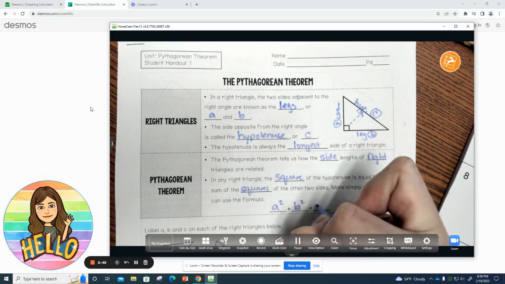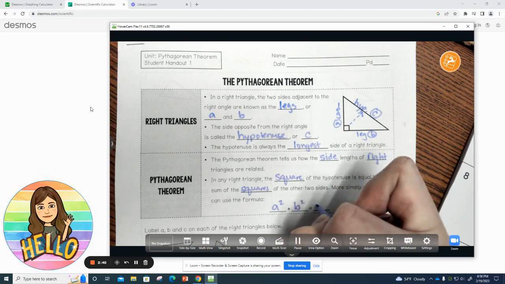What I've done here is I, of course, substituted in what I knew. 6 times 6 is 36. 10 times 10 is 100. I subtracted 36 from both sides to try to get A isolated. Then I took the square root of both sides to get 8.